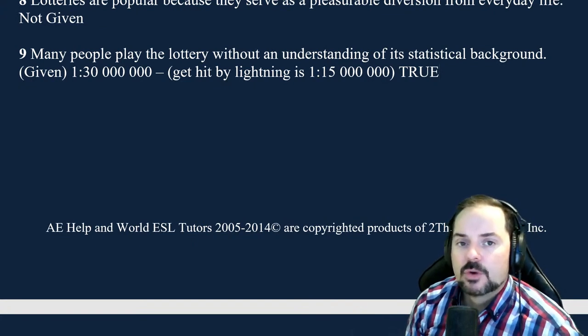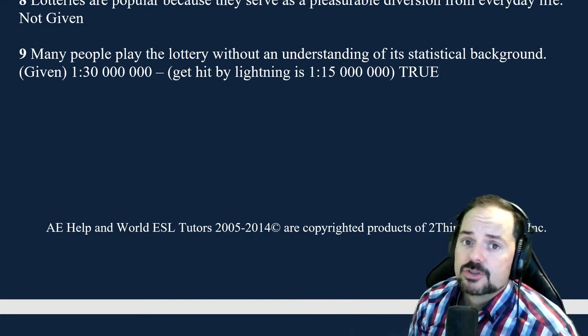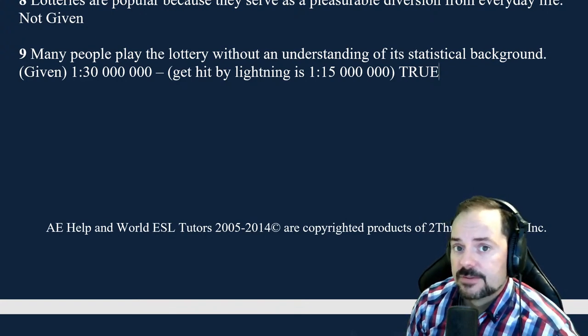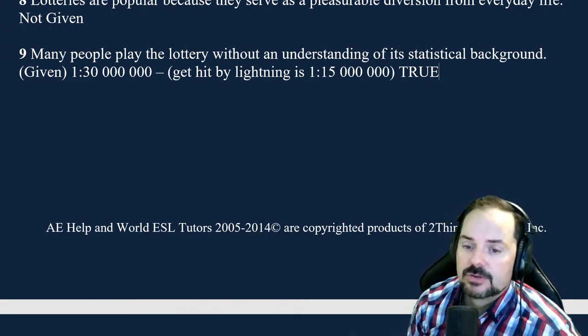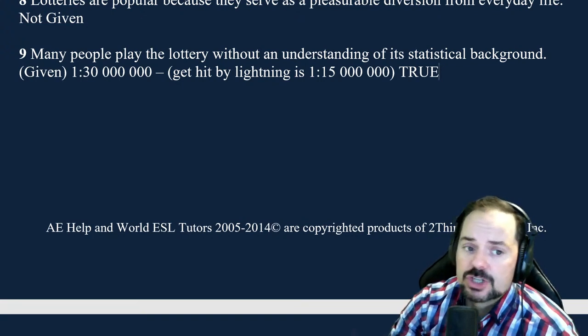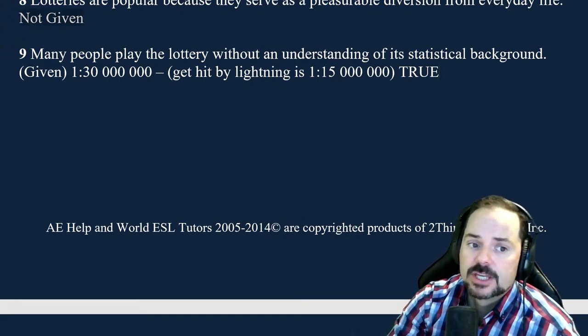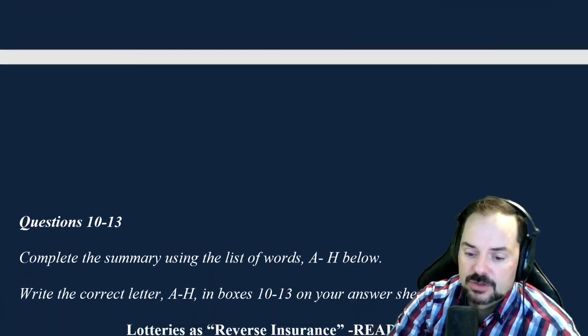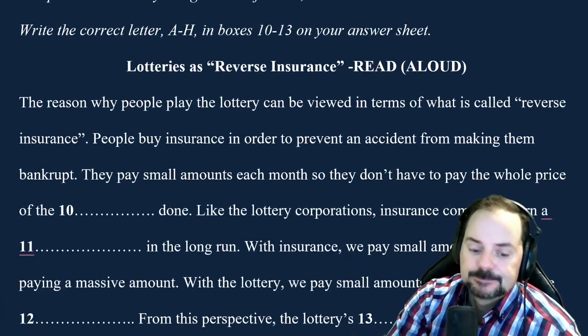The only way to quickly and effectively solve true, false, not given is to first figure out if it's important, if it's given, and then to figure out if it's true or not. You can't really search for it because you can't search for not given. So keep that in mind. And be logical.